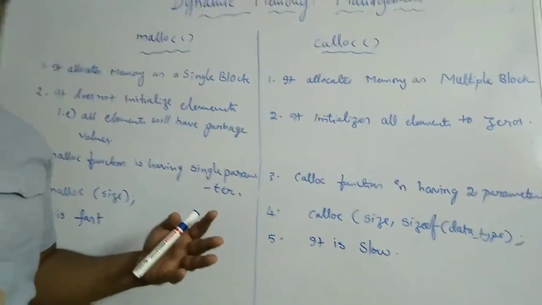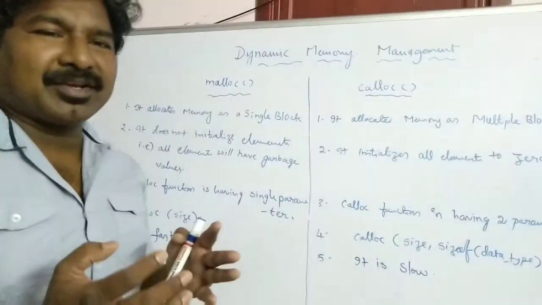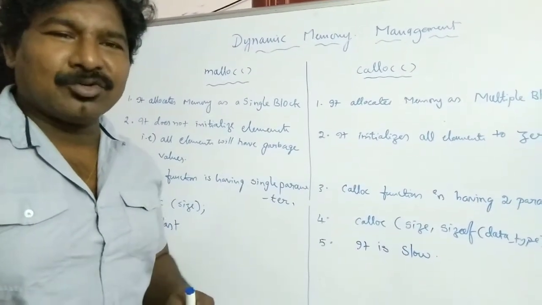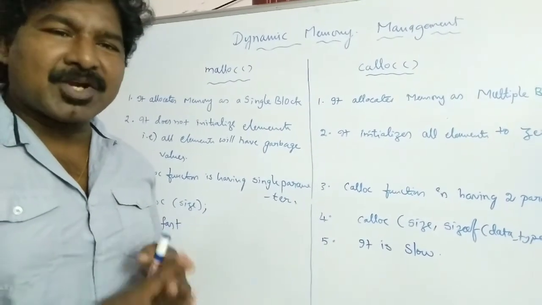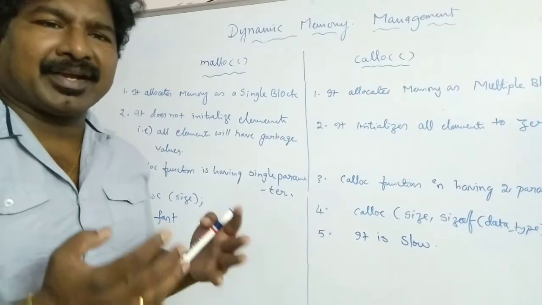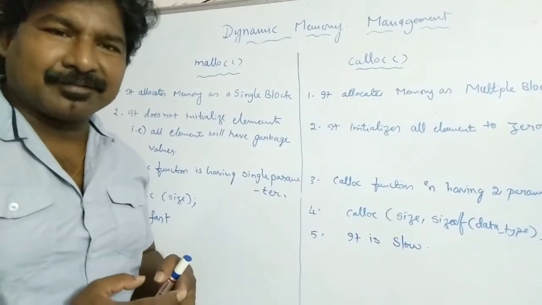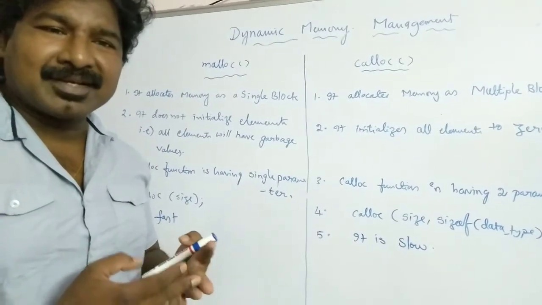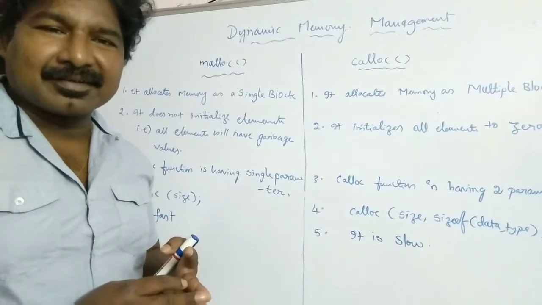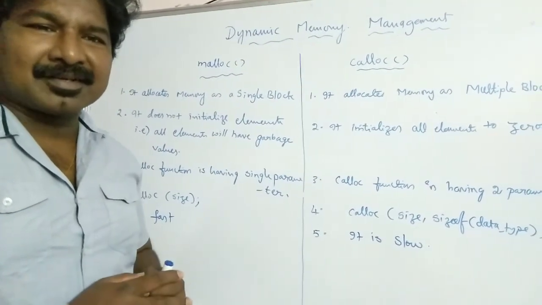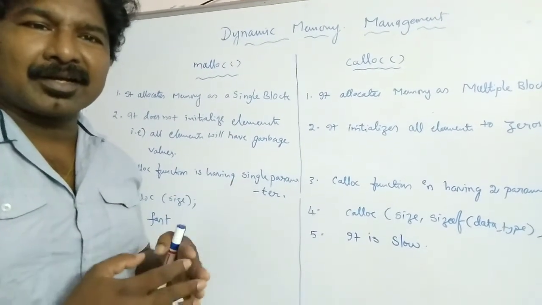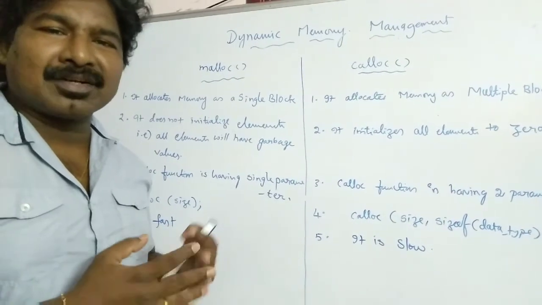Finally, I want to tell you some important uses where you have to use these malloc and calloc. With malloc and calloc, you can create dynamic arrays, dynamic structures, and you can use them to create complex data structures like linked lists, queues, stacks, graphs, trees, and etc. So these are the dynamic memory allocation functions, the differences between malloc and calloc, as well as the uses of malloc and calloc. Thank you.